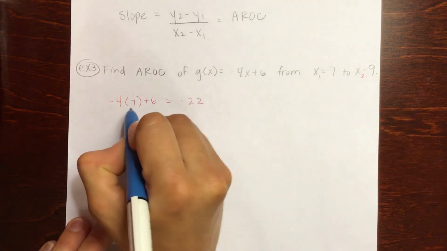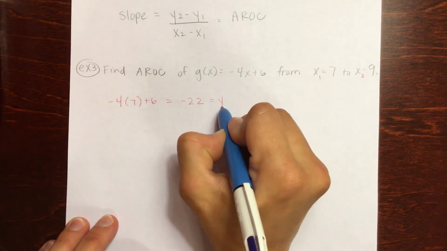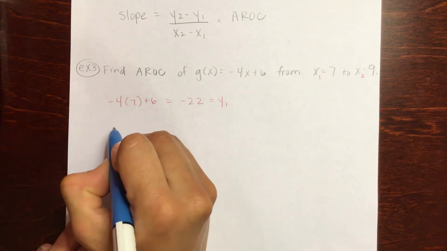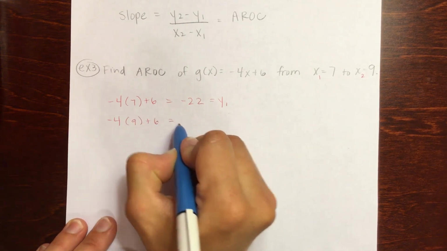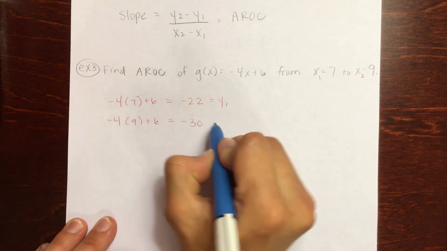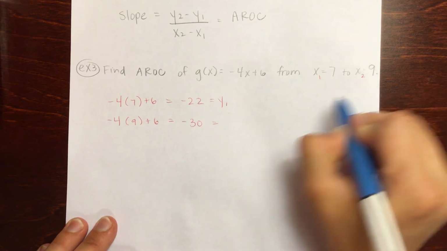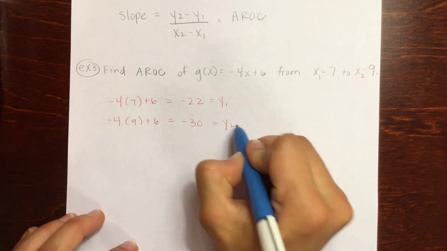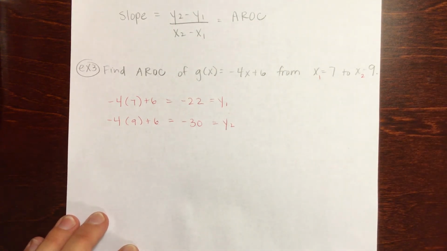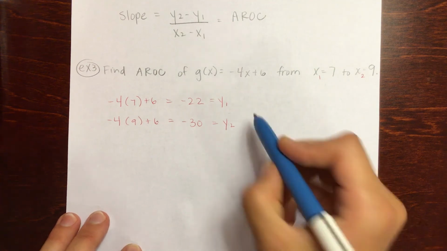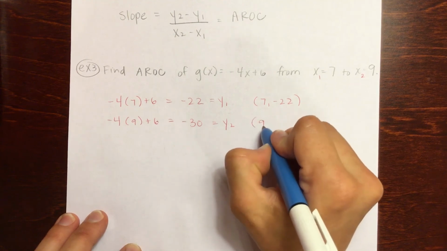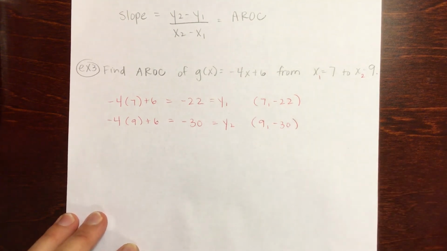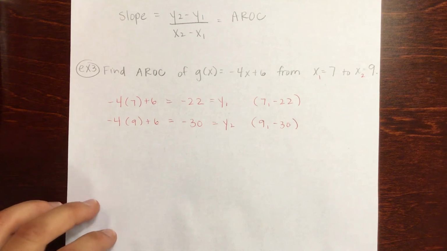All right, so I subbed in 7, which was my x1, so this is going to be my y1. Now sub in a 9. Nine is going to be my x2 value, so negative 30 is going to be my y2. All right, now that I have my whole coordinate points, I can write it as a coordinate point if that would help you. Substitute that into your slope formula and simplify.